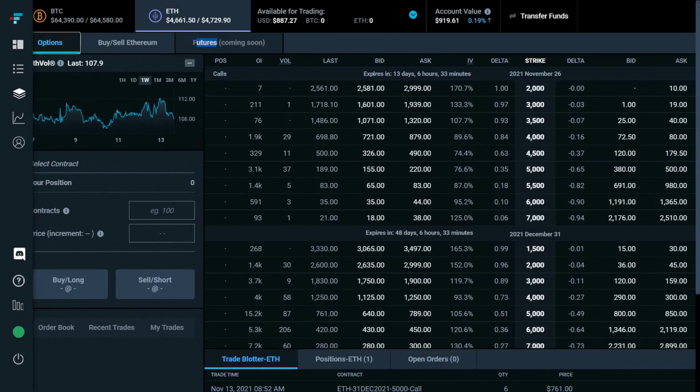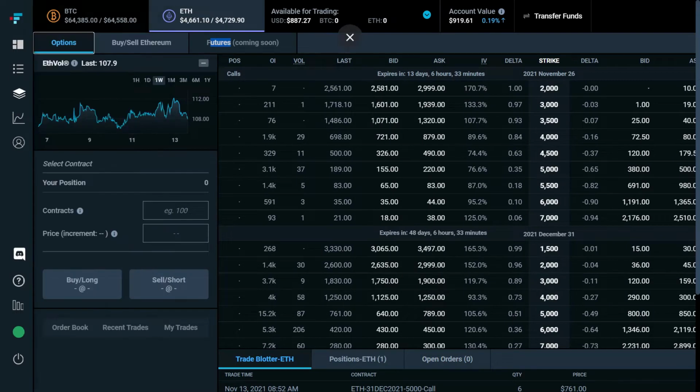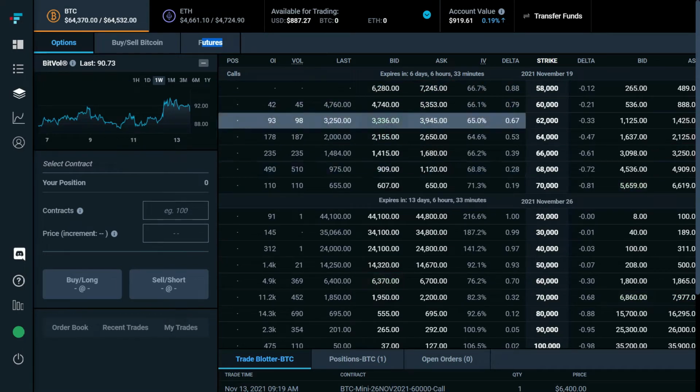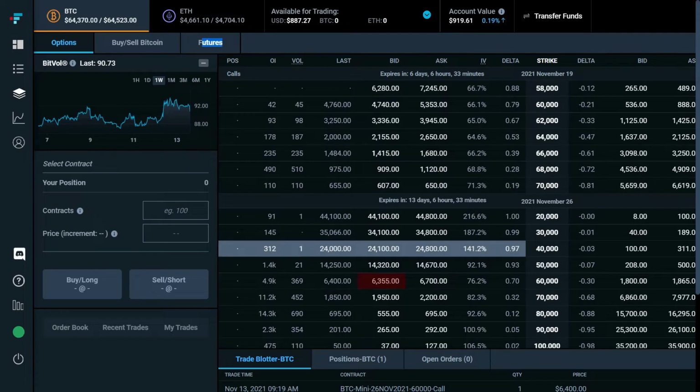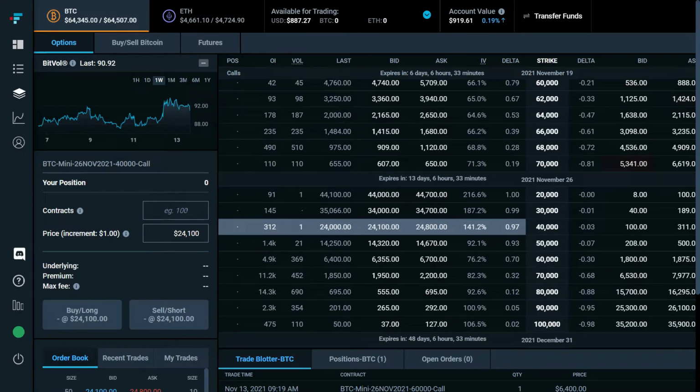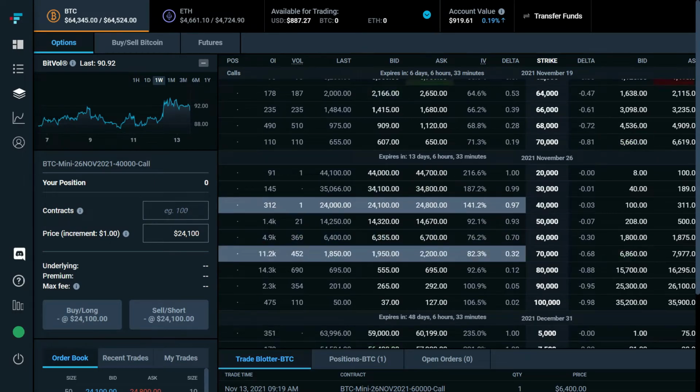The spreads on the Bitcoin trading are better. So if we look at Bitcoin, yeah, some of these spreads are not that good either. So if you find contracts with tighter spreads like this, that's a lot easier to trade. Like this is November 26th, so that's expiring pretty soon.